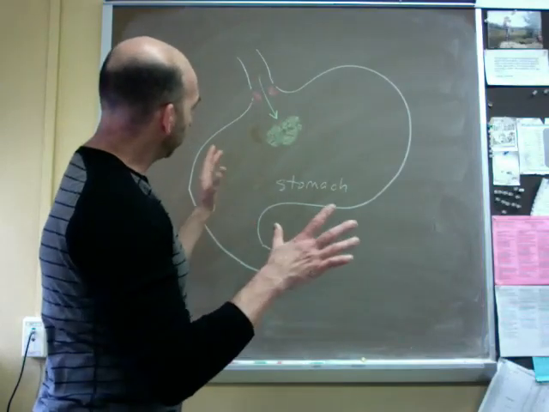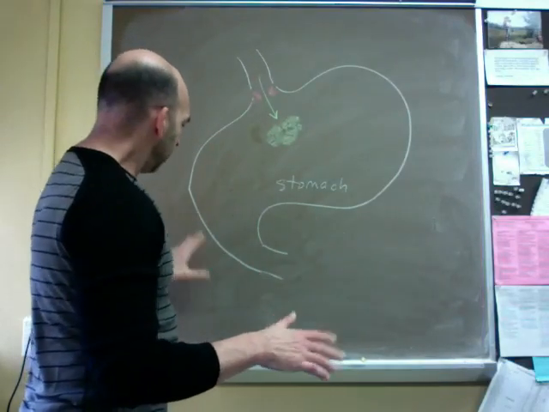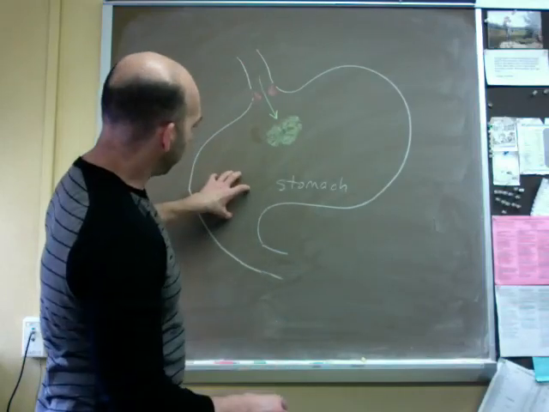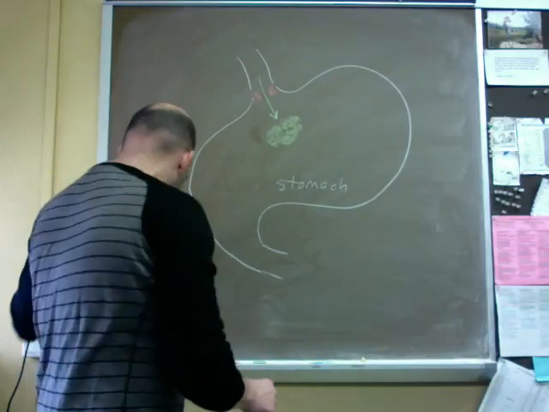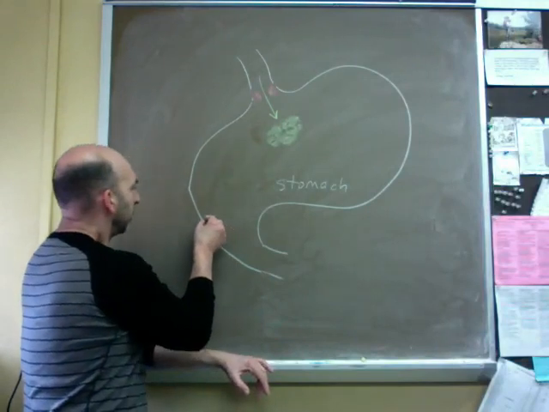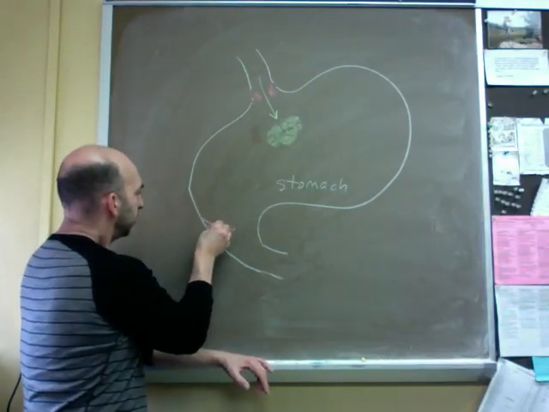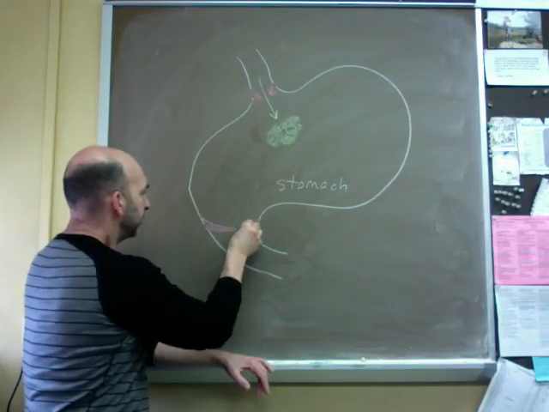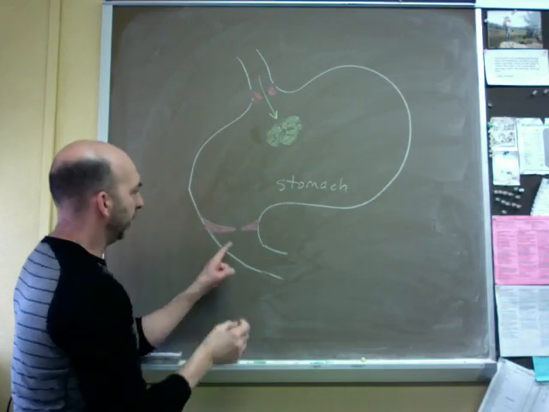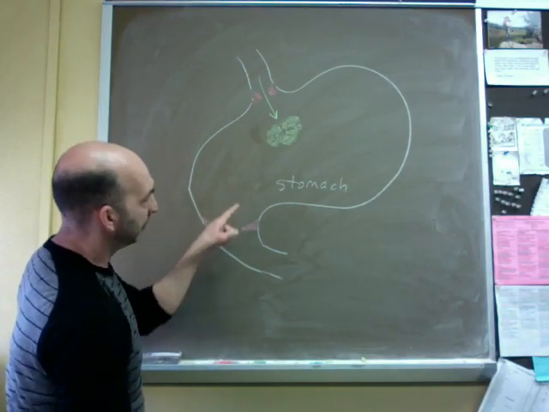Before I get on, let me put a couple more anatomical labels on here. Remember, this is the pylorus, that exit end of the stomach. And we have another sphincter here, and that is the pyloric sphincter. It controls outflow of the stomach.